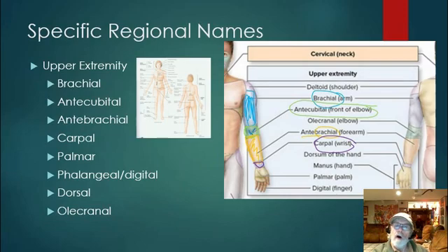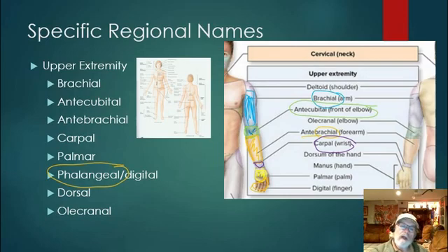Okay? Palmar. Palmar means the palm, front of the hand. It's called the palmar region. The fingers out here are called digital. Sometimes they're also called phalangeal. So phalangeal or digital can both be used for the areas of the fingers. And we'll talk about the phalanges down the road.